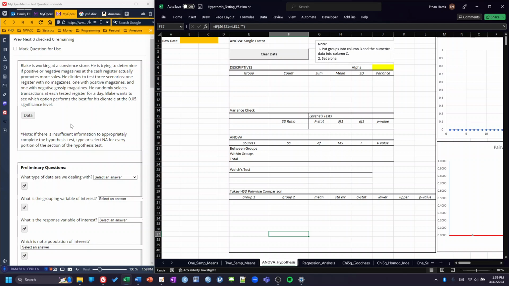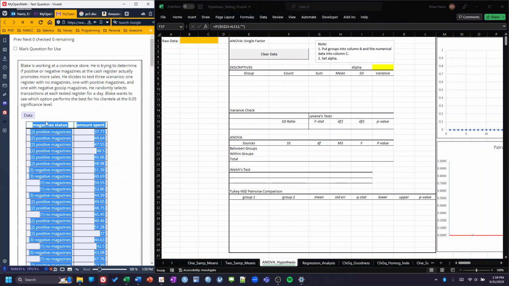It says that Blake is working at a convenience store. He's trying to determine if positive or negative magazines at the cash register actually promotes more sales. He decides to test three scenarios: one register with no magazines, one with positive magazines, and one with negative gossip magazines. He randomly selects transactions at each tested register for a day. Blake wants to see which option performs the best for his clientele at the 0.05 significance level.